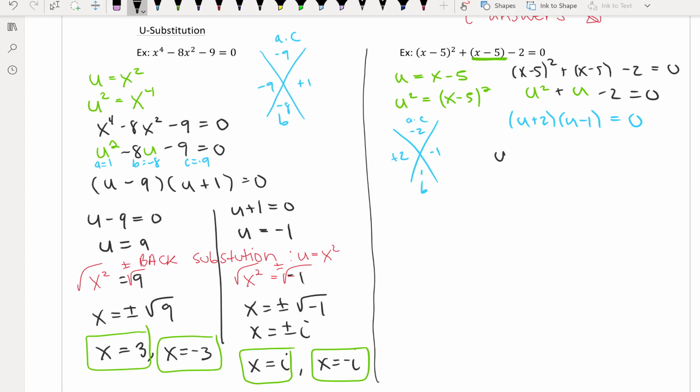Now I can say that u plus 2 is equal to 0, so that u is equal to a negative 2. I also have u minus 1 is equal to 0, so that u is equal to a positive 1. Remember, now we have to do the back substitution.